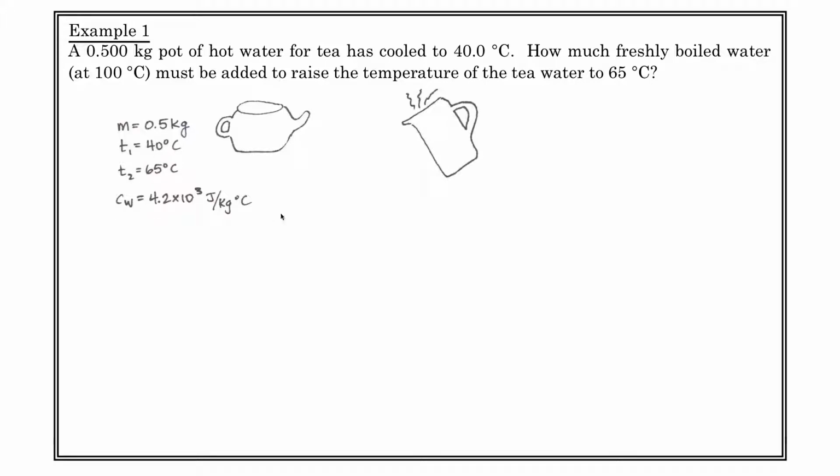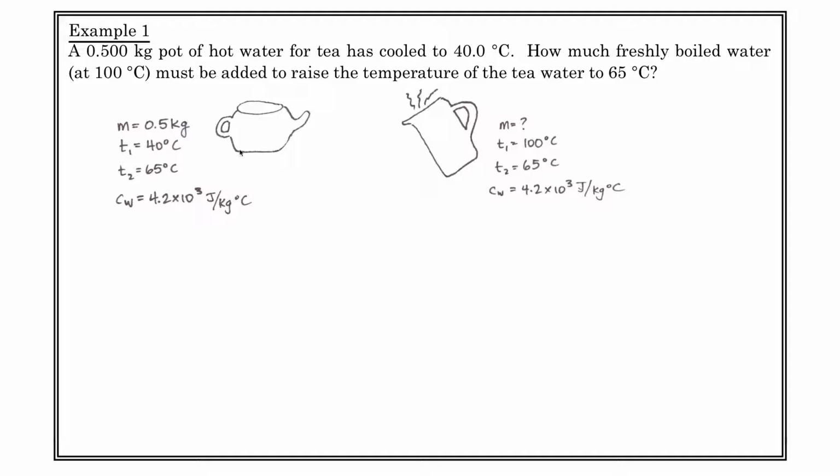I know what the specific heat capacity of water is. How do I know that? Because I looked it up in the textbook. And in all your homework problems, you're going to have to look these things up in the textbook, okay? Now this really hot water that's in the kettle, we don't know how much mass this is. That's what we're being asked to find, how much freshly boiled water. But we do know that its initial temperature is 100, and it's going to cool down to 65 degrees Celsius.